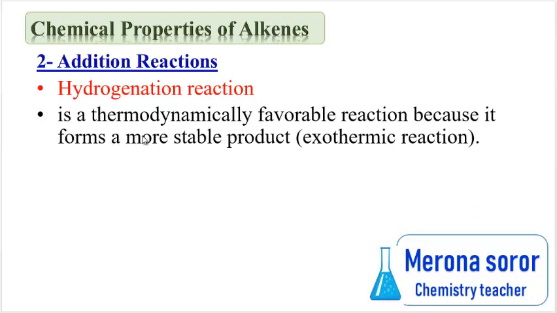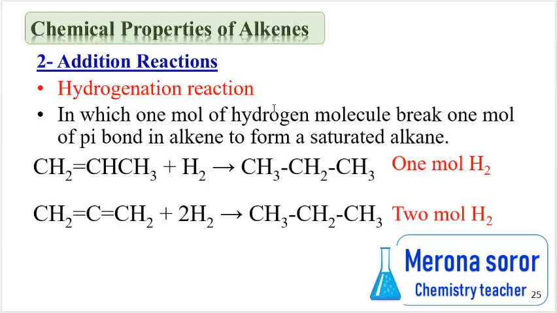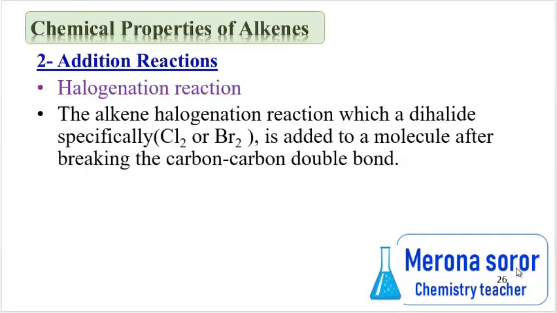Hydrogenation reaction is a thermodynamically favorable reaction because it forms a more stable product. It is an exothermic reaction, in which 1 mole of hydrogen molecules breaks 1 mole of pi bonds in the alkene to form a saturated alkane. In this equation, there is only one double bond, so we need only 1 mole of hydrogen molecules. In the second equation, we have 2 double bonds. We need 2 moles of hydrogen molecules to break these bonds.